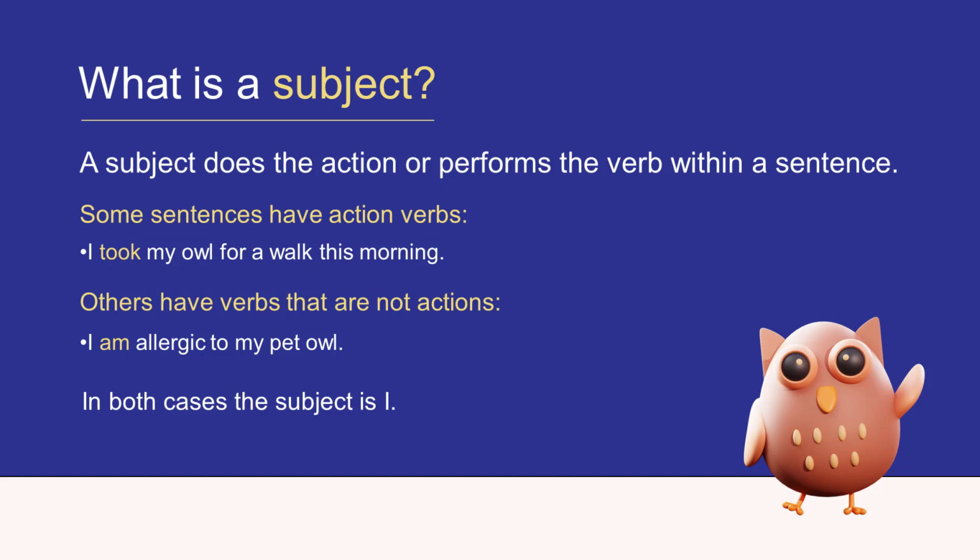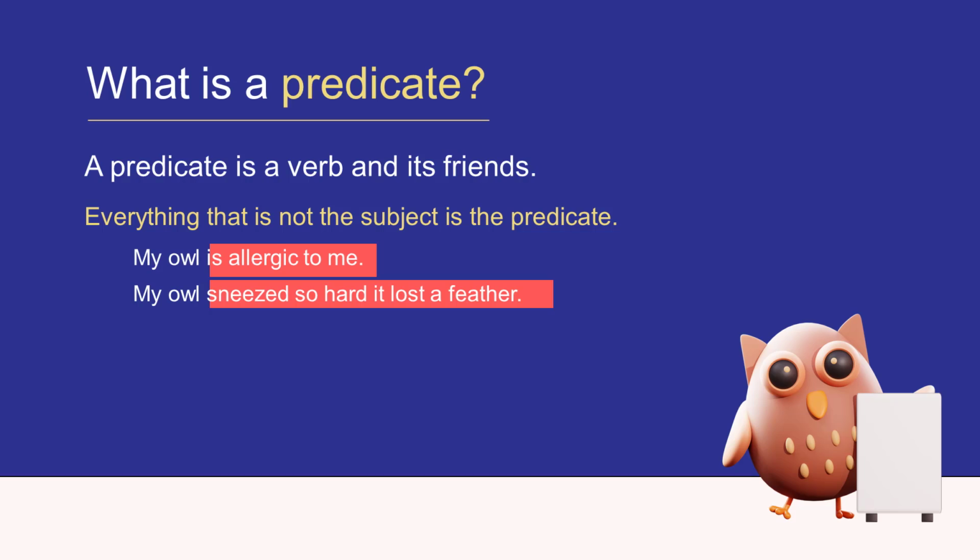So then the question comes up, what is a predicate? Well, a predicate is a verb and its friends. That's really the simplest way that I can think of to explain this. So it's everything that is not the subject in the sentence. So if I say my owl is allergic to me, is allergic to me is the predicate. Or my owl sneezed so hard it lost a feather. Sneezed is the verb, and sneezed so hard it lost a feather is the predicate.